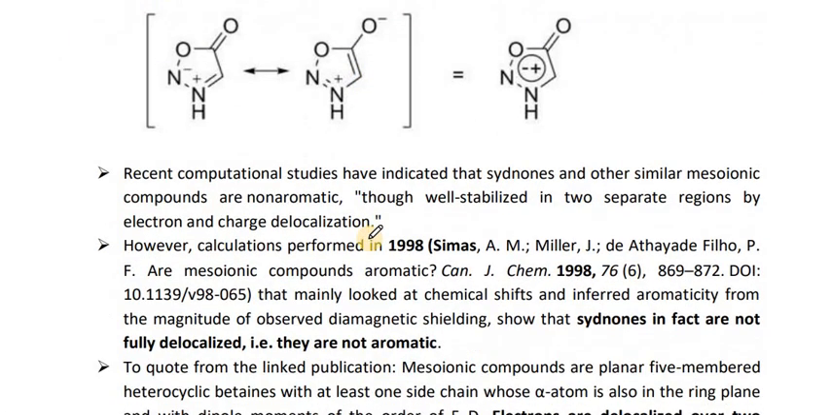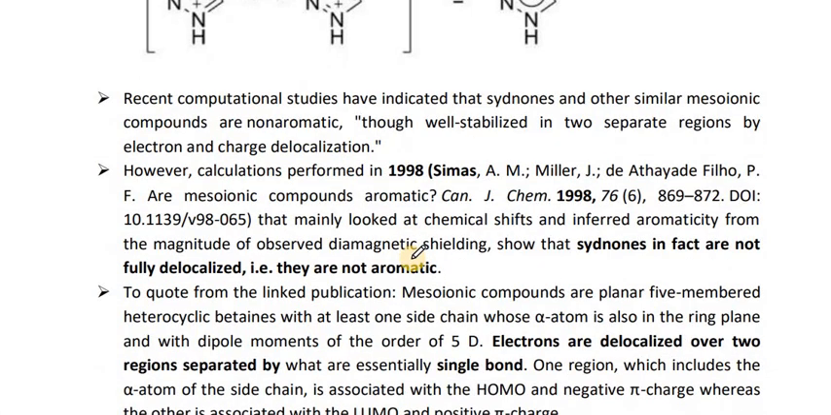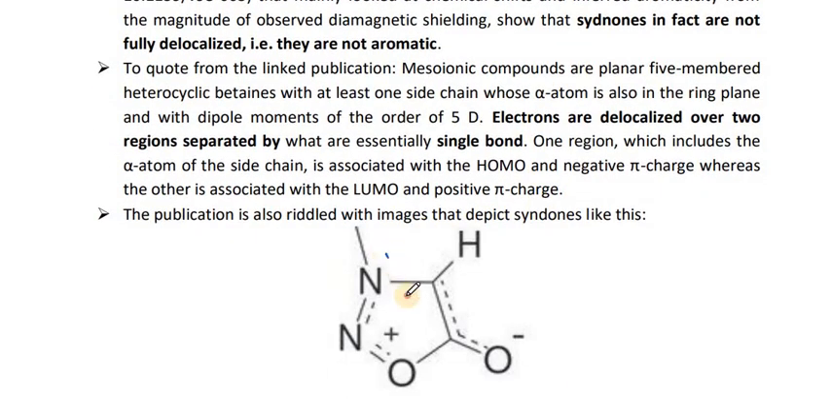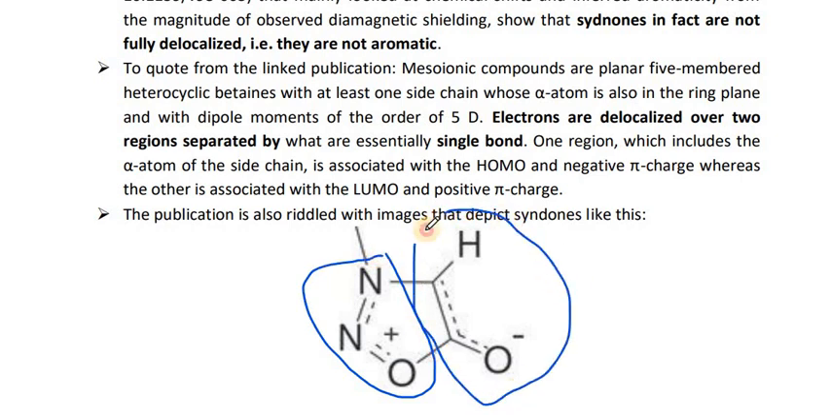But later, computational studies showed that it is not aromatic in nature. It is non-aromatic. In 1998, Simas et al. performed computational calculations, and they came to the conclusion that sydnones have two separate regions of charge or two separate regions of delocalization. There is not one complete delocalization, and the electrons are delocalized over regions separated by a single bond here, N carbon, oxygen carbon. Therefore, there are two separate charged or delocalized regions.